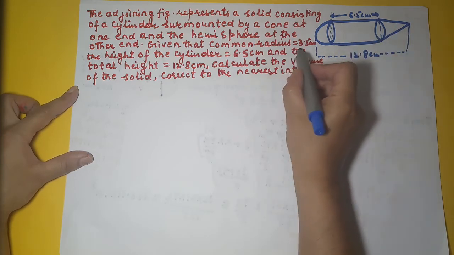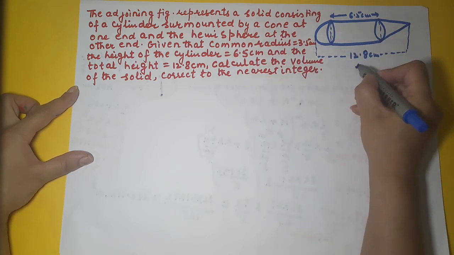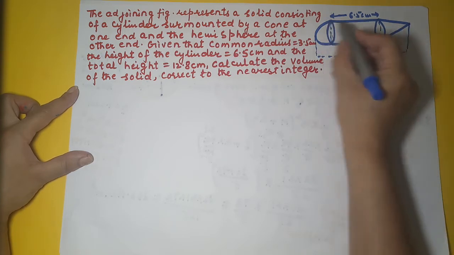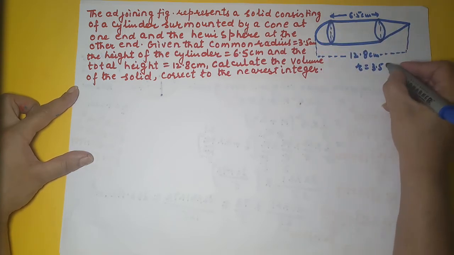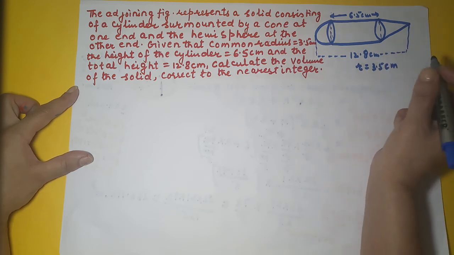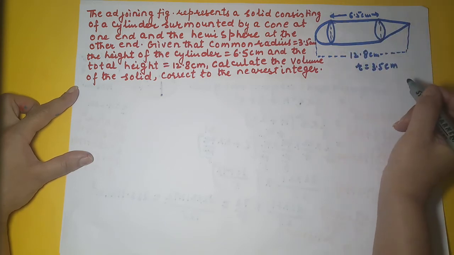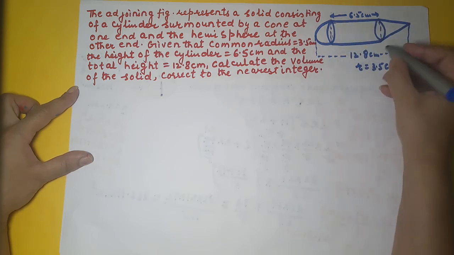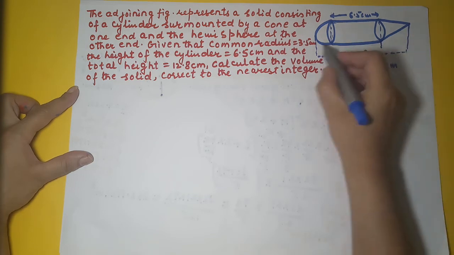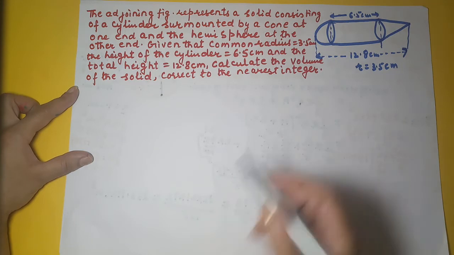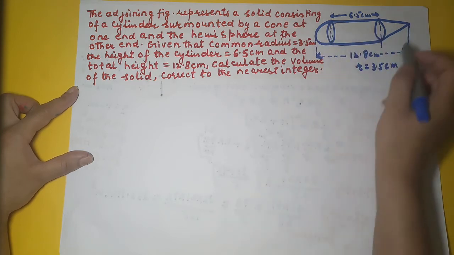Given that the common radius is 3.5, okay? So R is 3.5 for hemisphere, for cylinder and for cone. It's a common radius. And the height of the cylinder is 6.5 centimeter. And the total height of this figure is given 12.8 centimeters. He wants us to calculate the volume of this solid.